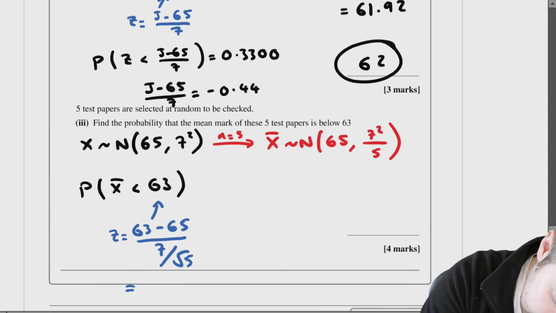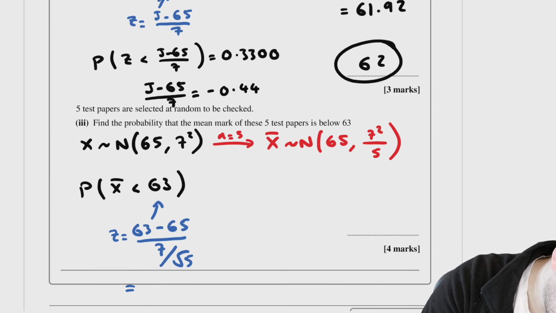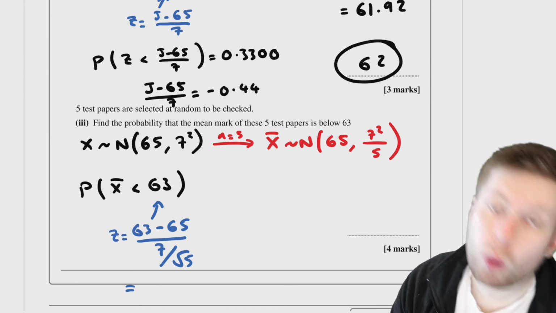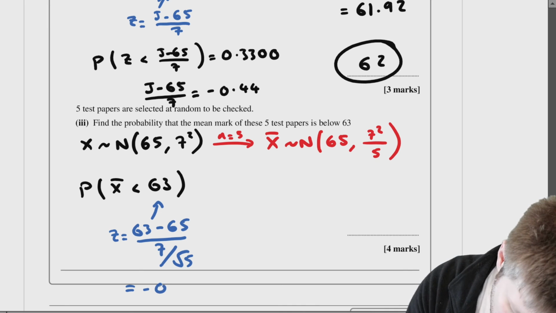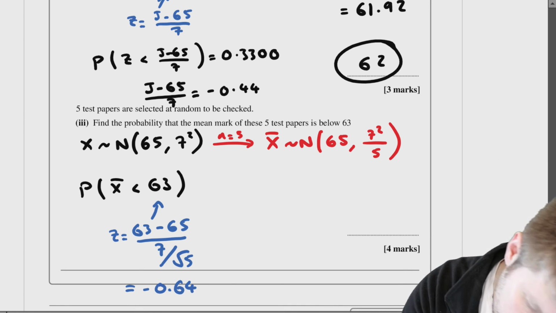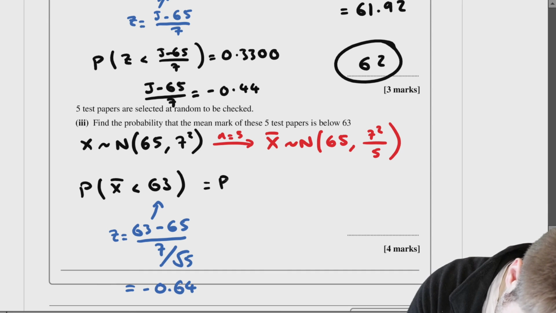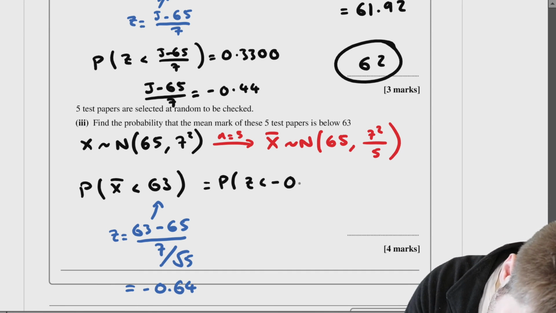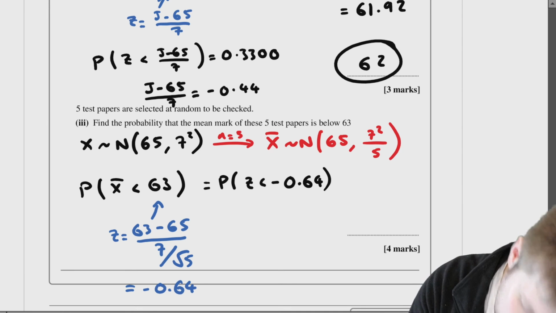So I get 63 minus 65 on the numerator, and on the denominator I'm going to do 7 divided by the square root of 5. That should give me negative 0.64 to 2 decimal places. So in other words, I'm looking for the probability on my z-curve of obtaining a value which is below 0.64 units of standard deviation below the mean.